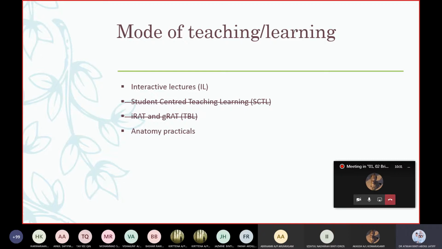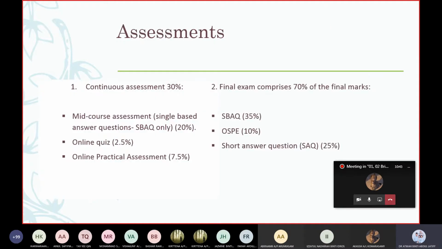Okay, so next for assessment. So we have the continuous assessment carries 30%, and the final exam carries 70% of the final marks. So for the continuous assessment, 20% will be taken from your mid-course, which is single best questions only. And we will have an online quiz, which is true or false questions. So that will carry 2.5%. And another assessment you will have is the practical assessment. Okay, that will carry 7.5%. You will cover all 3 practicals during this assessment.